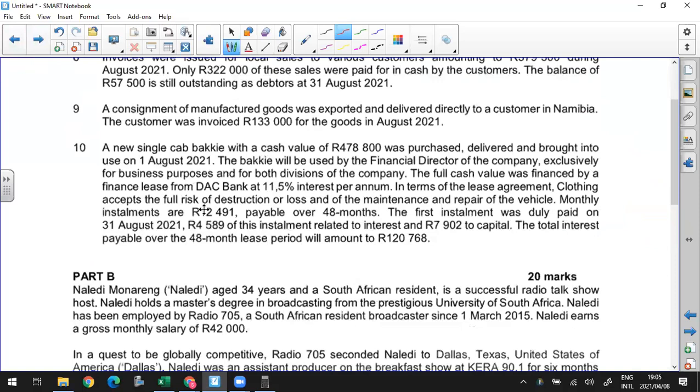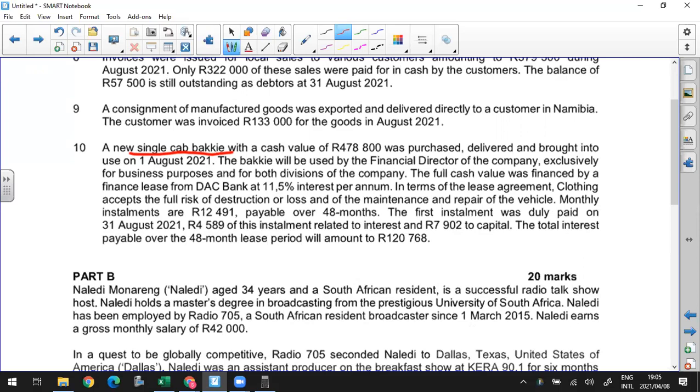Okay, next one. Now this is the one that they ask you to discuss briefly. So guys, a new single cab bakkie with a value of 478,800 was purchased, delivered, and brought into use. Single cab bakkie, can you claim VAT on it? Yes, you can. So where do you start with the discussion? You start with: we can claim VAT on a single cab bakkie because it is not a motor car as defined. We can claim VAT of 478,800 times 15 over 115. It's going to be used by the financial director of the company exclusively for business purposes for both divisions.